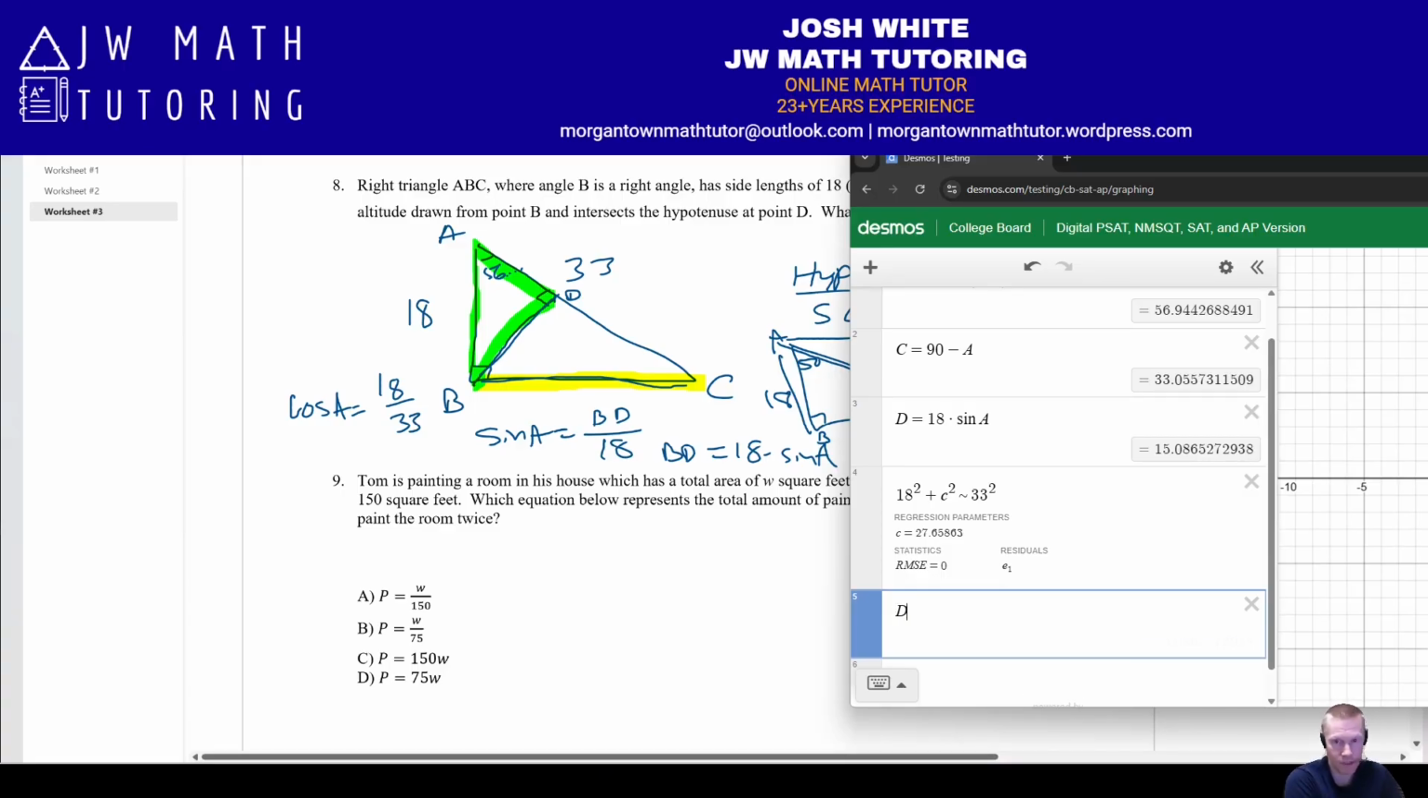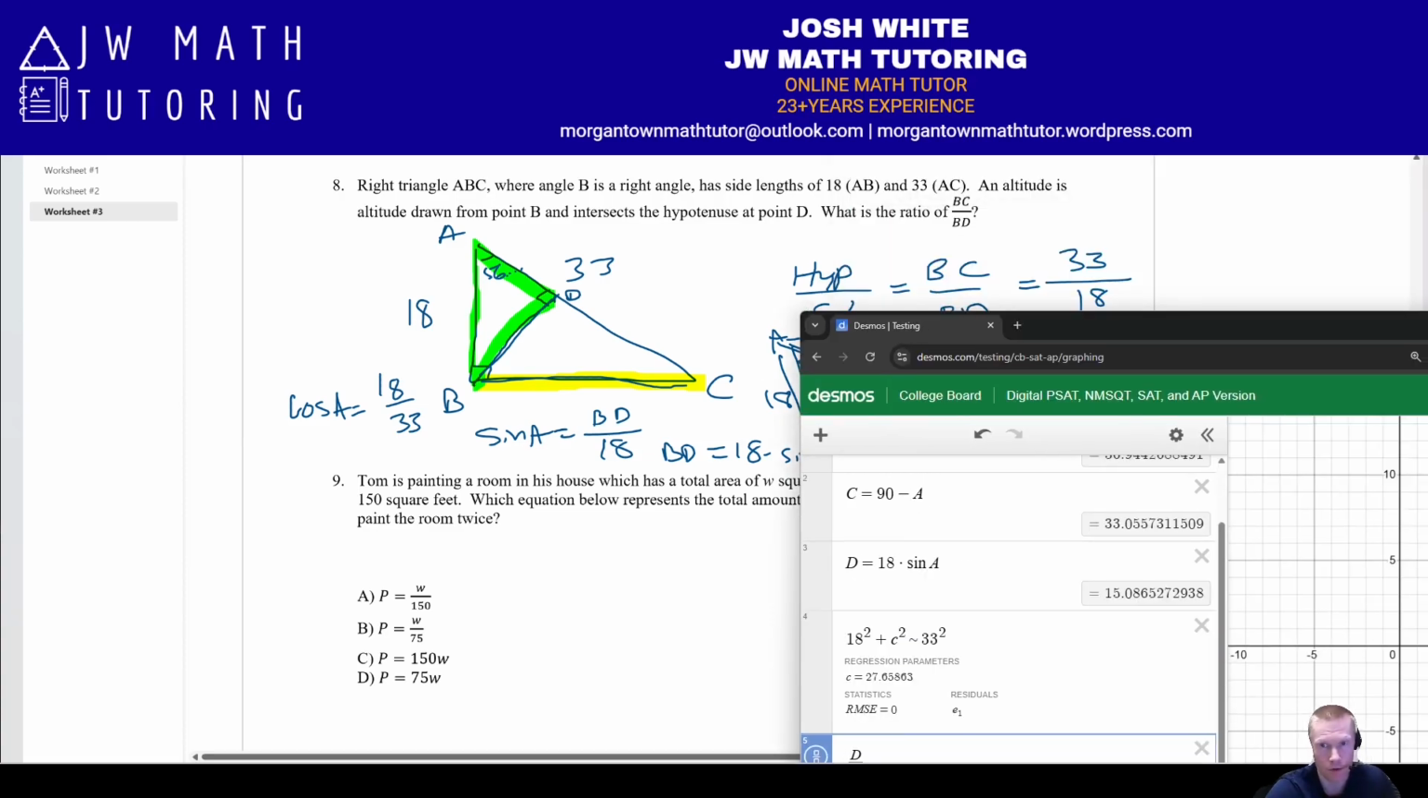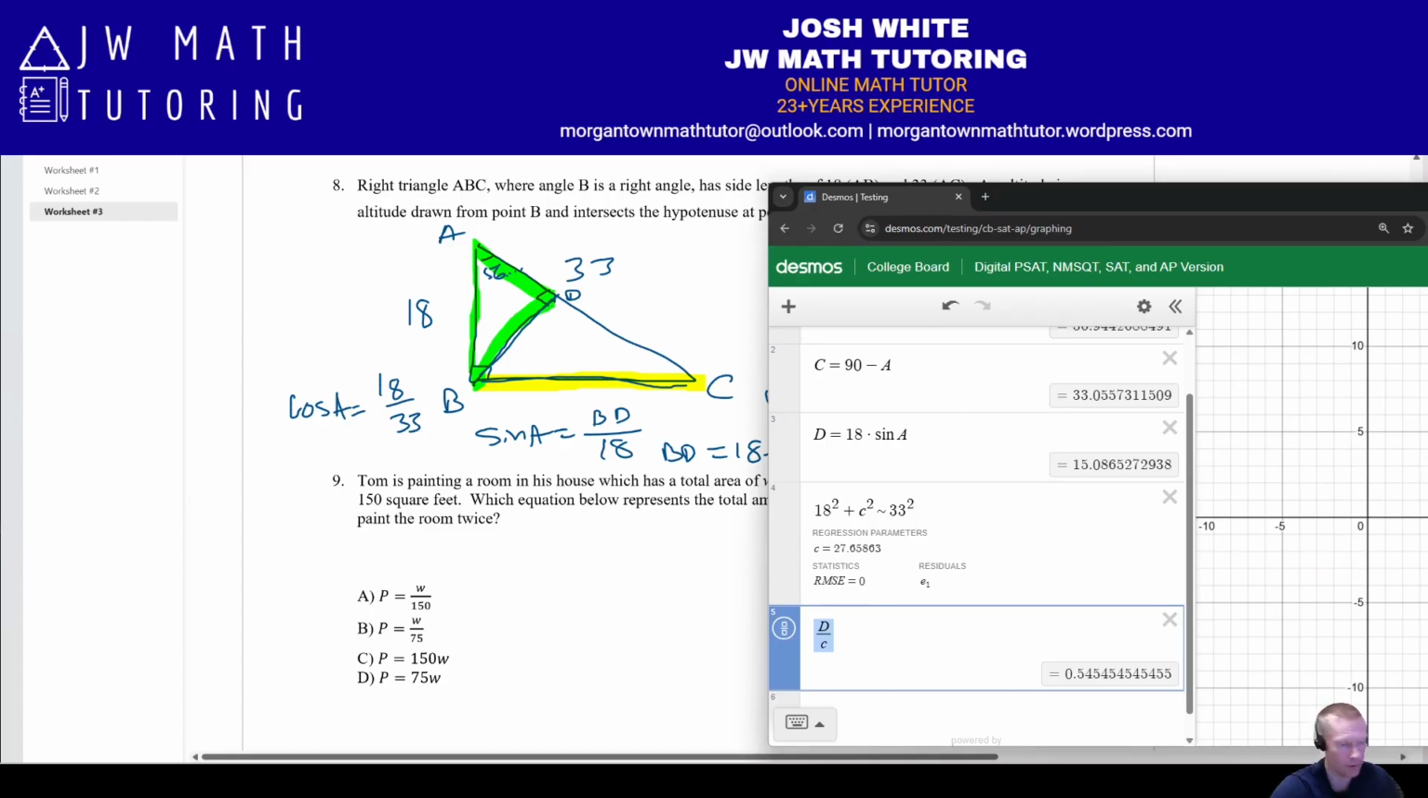So capital D over C, BD over BC, that's what we're looking for. No, we want BC over BD, we want the opposite. So we want lowercase c over capital D. All right, and so there's our answer.